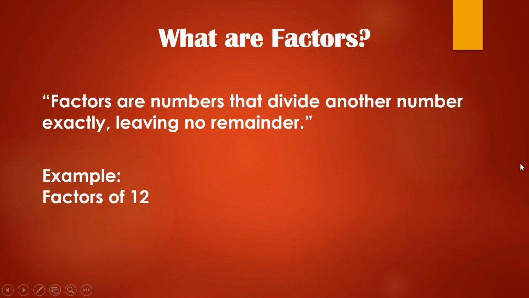Let's understand what are factors. Factors are numbers that divide another number exactly, leaving no remainder. For example, if we want to find out the factors of 12, we have to think what are the numbers that can divide 12 where the remainder becomes 0. So the factors of 12 will be 1, 2, 3, 4, 6, and 12. Because whenever we divide 12 by all these numbers, we will always get remainder as 0.